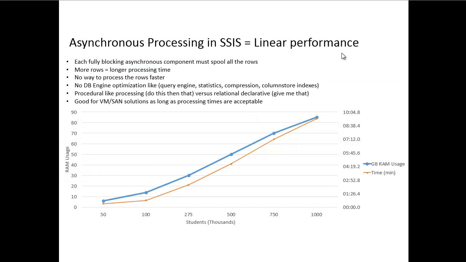What this produces, and these are actual numbers from a customer, as I've demonstrated before, is that asynchronous processing of data in Integration Services produces roughly linear performance. With the caveat that you have enough RAM to hold all this data. Remember, all these rows are going to be spooled into memory, and if they don't fit in memory, they're going to be spilled to disk, and that's going to increase your processing time almost exponentially. So assuming that you have enough RAM and enough CPU, you're going to get roughly a linear result in terms of how you scale these operations in Integration Services.